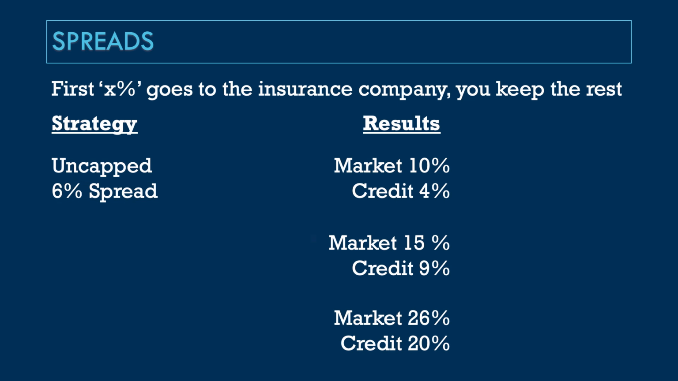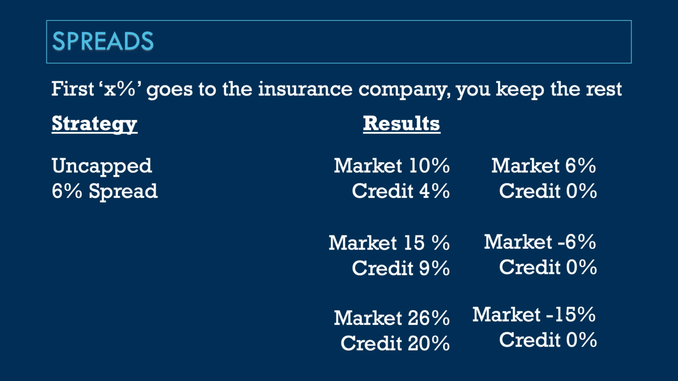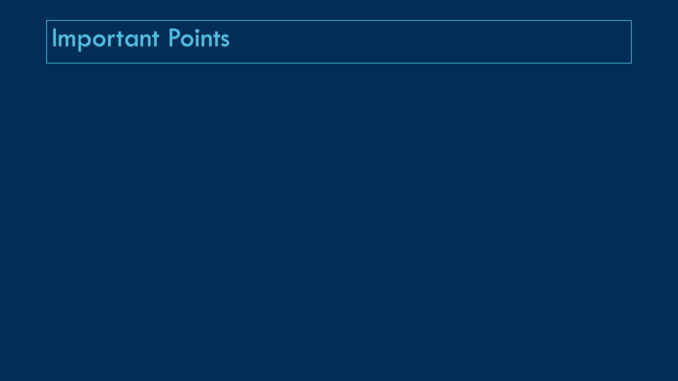However, if the market only grows by 6%, you won't get any growth because the insurance company keeps the first 6%. And as always, the 0% floor protects you from losses in the markets. Now that you understand how your account is credited, let's cover some important points to keep in mind when dealing with index strategies.